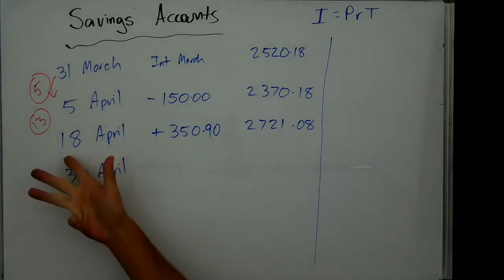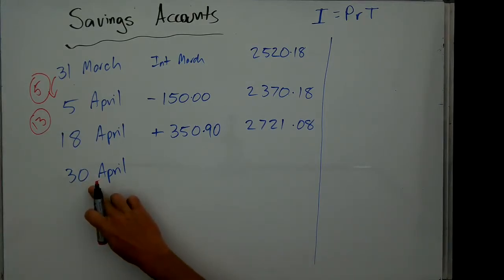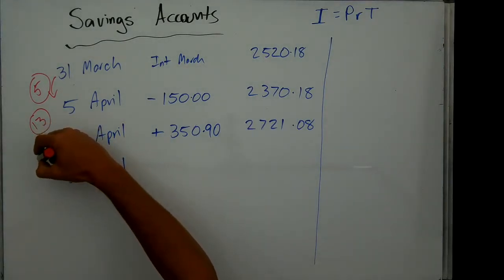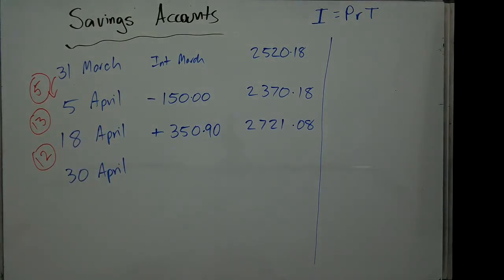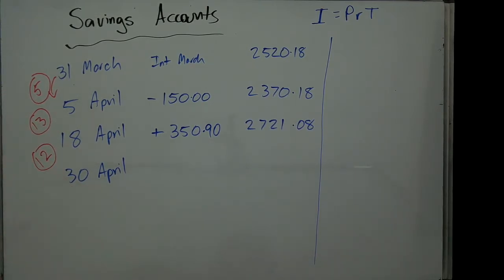But we're not counting that. So yeah, 13 days. And now the 18th to the 30th of April, so that will be 18 take away 30 is 12 days. And just to check, 12 plus 13 plus 5 does add up to 30 days.